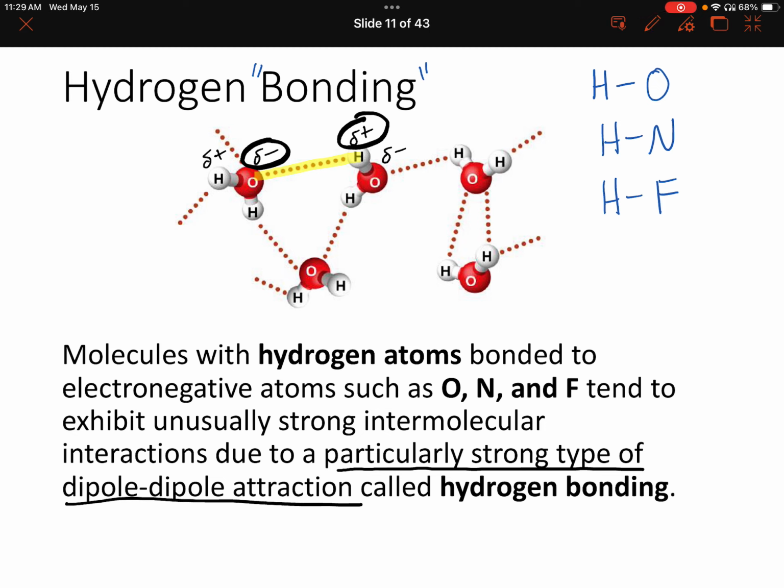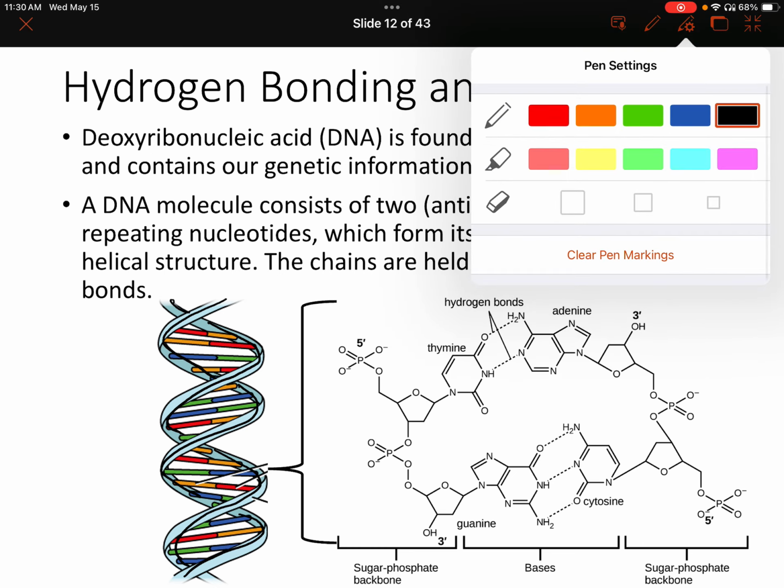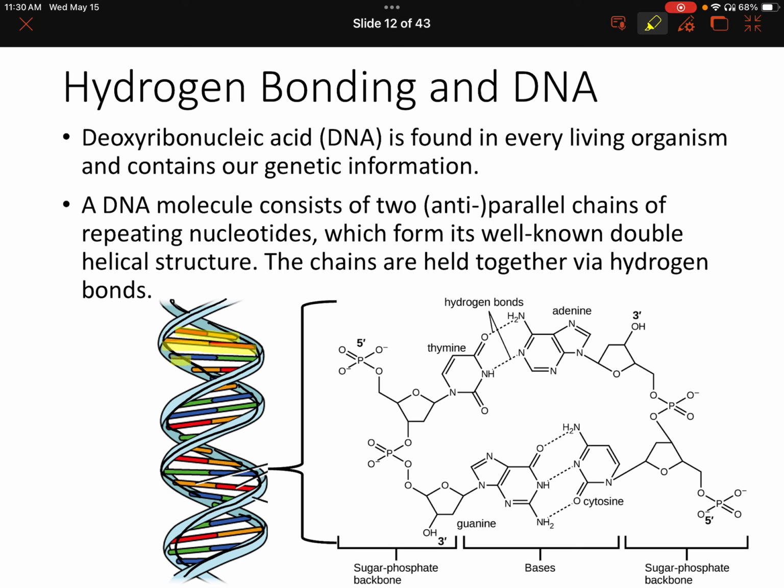Now this becomes really important in structures like DNA. So DNA, also called deoxyribonucleic acid, is found in every living organism and contains our genetic information. Now, DNA consists of two anti-parallel chains of repeating nucleotides. So we get a helical structure. So down below, you can see we've got these two strands, and they're kind of wrapping around each other and forming this helix. And in the middle, we have nucleotides that are attracted to each other through hydrogen bonding.